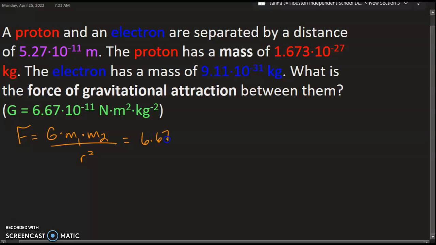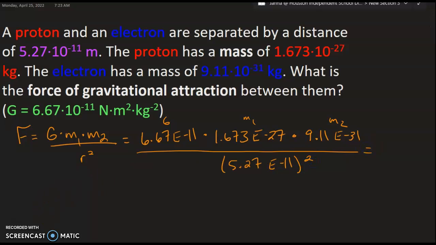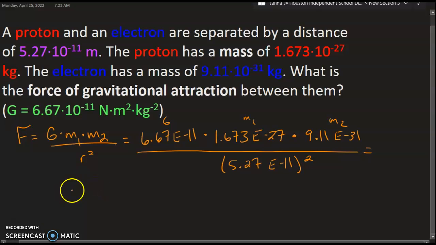We'll plug in 6.67 E negative 11. This is our big G, times mass 1, the mass of the proton, 1.673 times 10 to the minus 27 kilograms. That's M1, times the electron mass, 9.11 E negative 31. This is M2, all over 5.27 E negative 11 squared. When you do this calculation, you get a value of 3.66 times 10 to the minus 47 newtons. So that's the force of gravitational attraction.